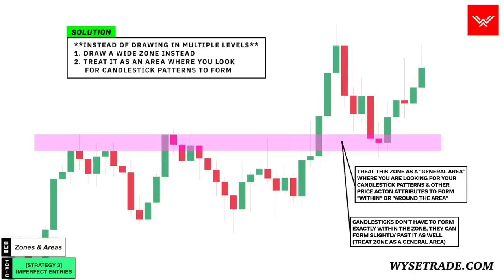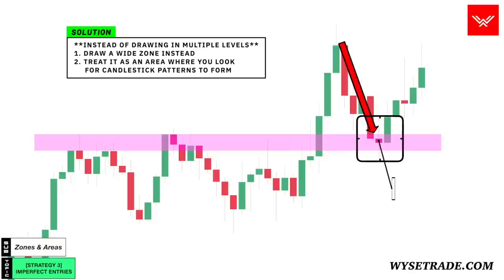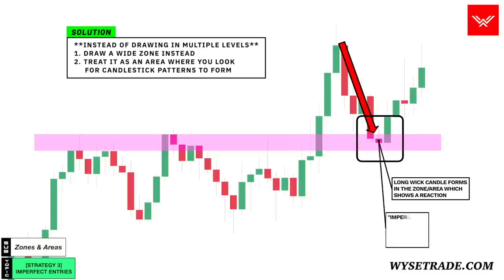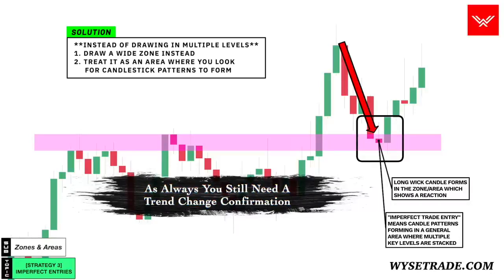So then, as price pulled back here and entered the zone, you had the long wick candle form inside of the wide zone and area, which shows a reaction. And that's why we call this an imperfect trade entry, because the candlestick pattern forms in the general area where key levels are stacked. So as always, we need a trend change confirmation.